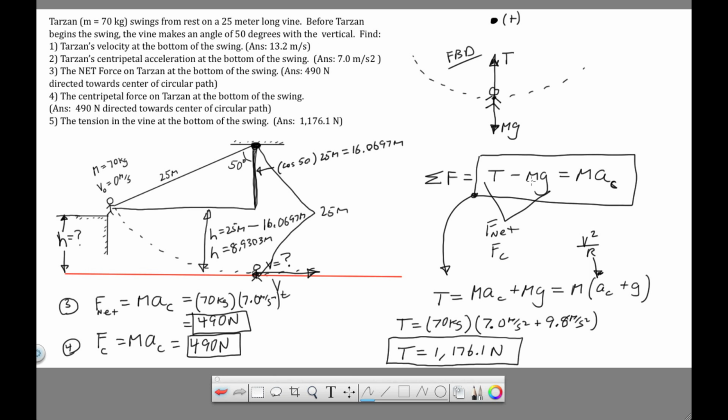1,176.1 newtons. That's the tension in the vine. And if you take 1,176 and subtract away mg, you're back to 490, which is the net force or the centripetal force. So the thing to remember is there's two forces acting on Tarzan. The sum of them, taking into account that mg is minus, is the net force, which is the centripetal force. But tension is larger than mg, which makes sense because Tarzan is accelerating towards the center. As soon as he passes through the lowest point here, he's going to be on his way up. Tension is larger than mg.